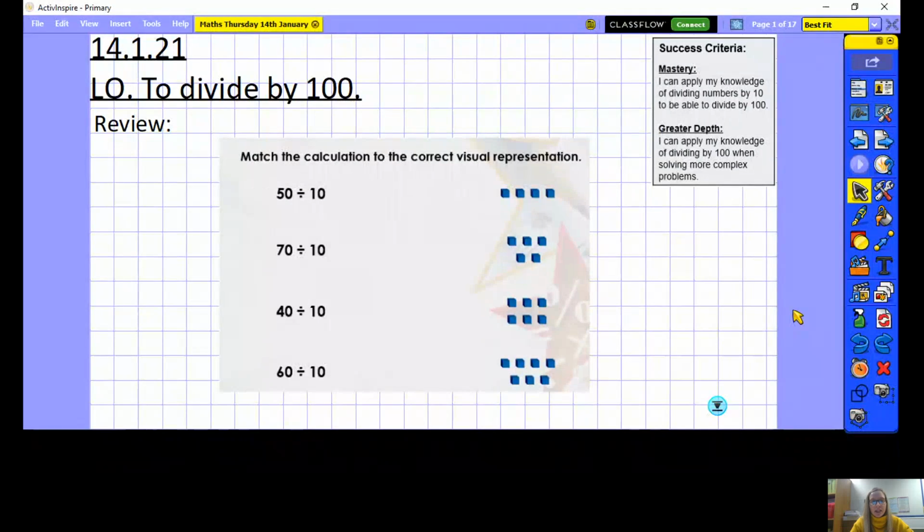Okay, our learning objective today is to divide by 100. So pause the video now while you write today's date and learning objective.